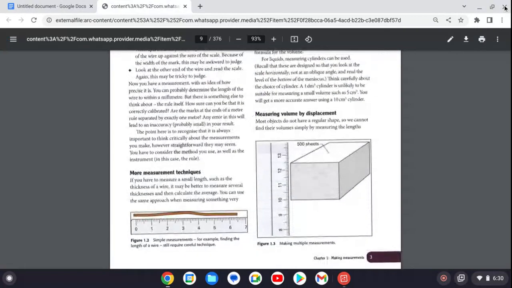Okay, this is some more measurement techniques if you want to measure the thickness of one wire. You must measure length of wire first. Then you have to do an average. Then you have to multiply them. Then you got the answer.